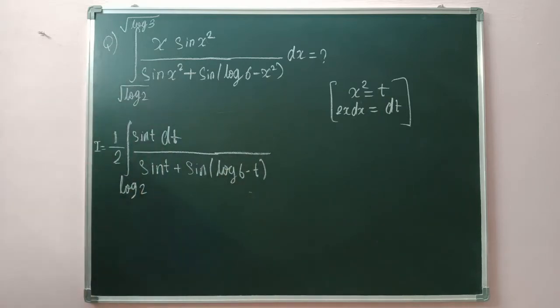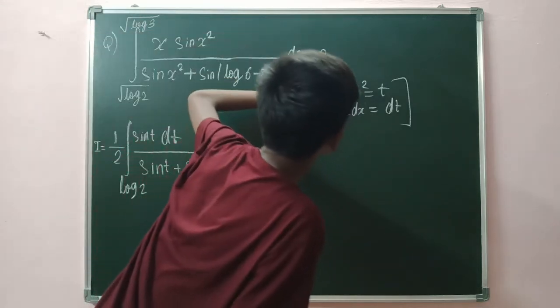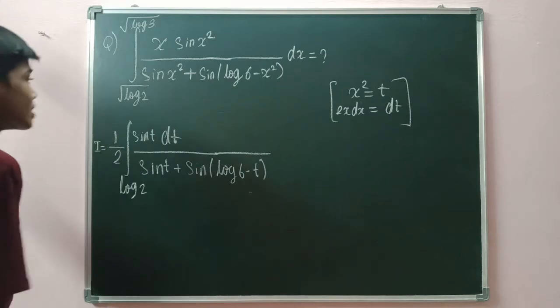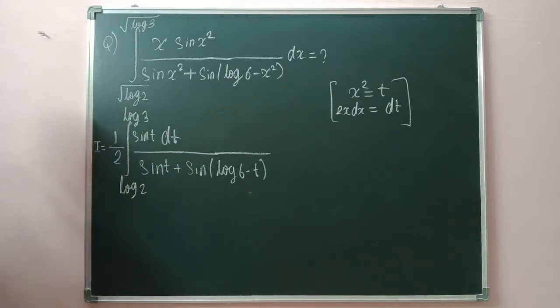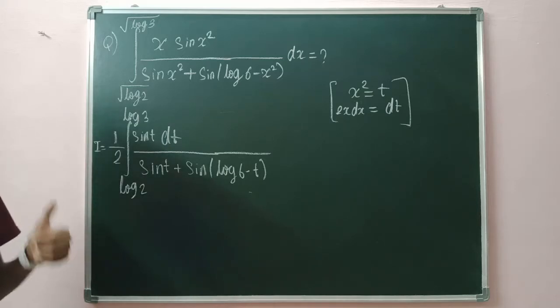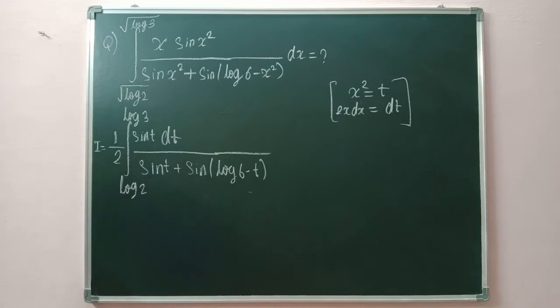Now when I consider the upper limit, I am having root of log 3. Put this value in place of x, so that I will get root of log 3 whole square. That is log 3. Hence the value of t is log 3 for your upper limit. And this is the method by which you guys will change the limits. Very important. Never ever commit a mistake.